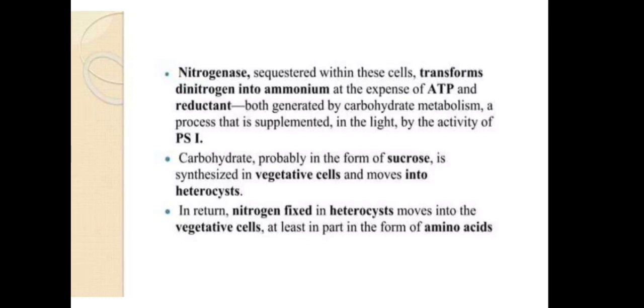Nitrogenase sequestered within the cells transforms dinitrogen into ammonia at the expense of ATP and reductant, both generated by carbohydrate metabolism, a process that is supplemented in the light by the activity of PS1. Carbohydrate, probably in the form of sucrose, is synthesized in vegetative cells and moves into the heterocyst. In return, nitrogen fixed in the heterocyst moves into the vegetative cells, at least in part in the form of amino acid.